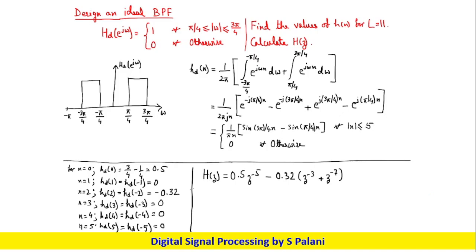Similarly, if you want to design the band pass filter, in the band pass filter you have this frequency response. So you are getting pi by 4 to 3 pi by 4. So you compute the value, then you compute the h[n] values, and over here you calculate the x[n]. Okay.